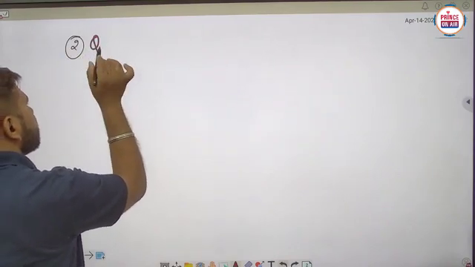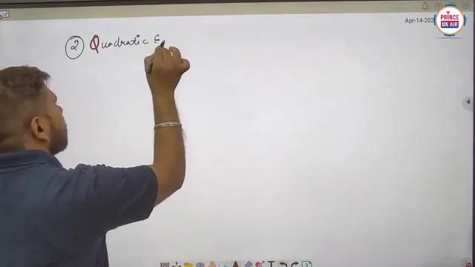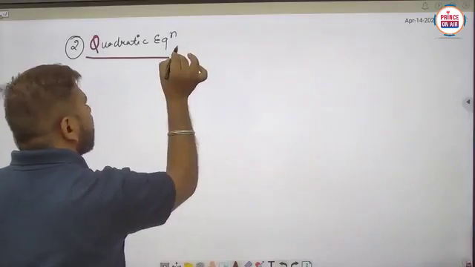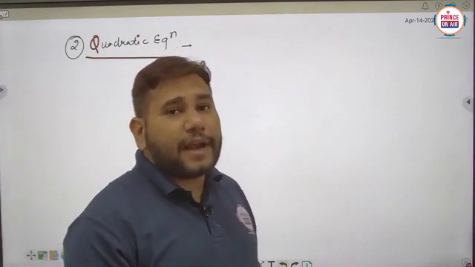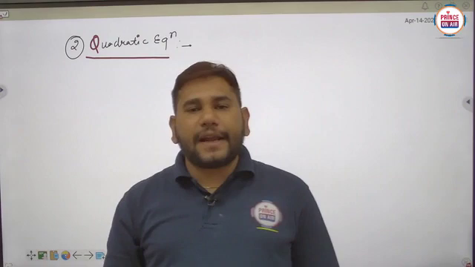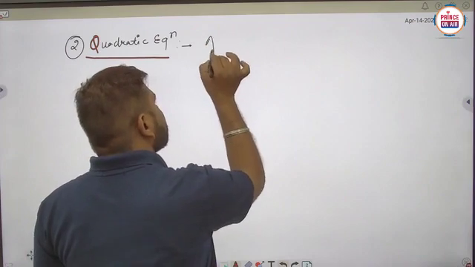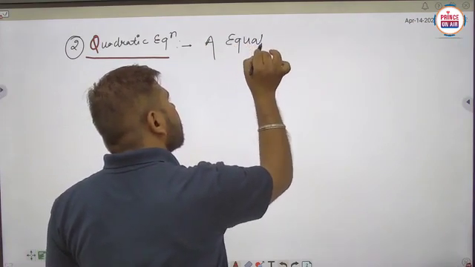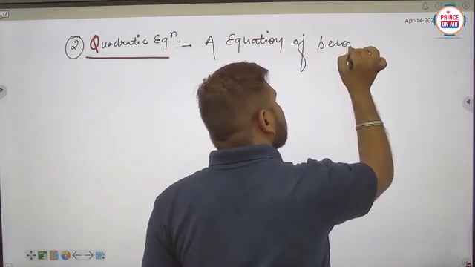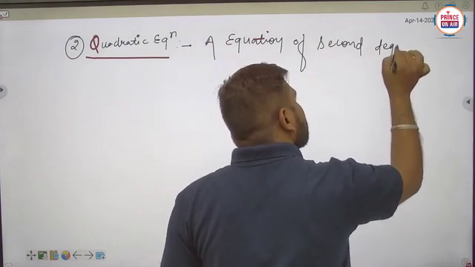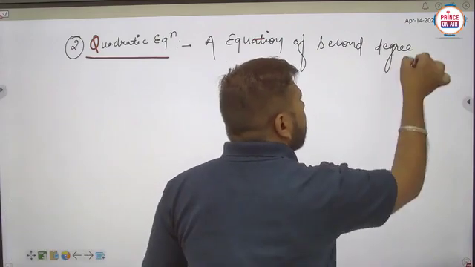Now the next heading, after algebra, is quadratic equation. We all know what a quadratic equation is. In class 10th we have studied this one. What is the quadratic equation? An equation of second degree is called a quadratic equation. Beta, what is meant by second degree here? Degree means power, highest power.